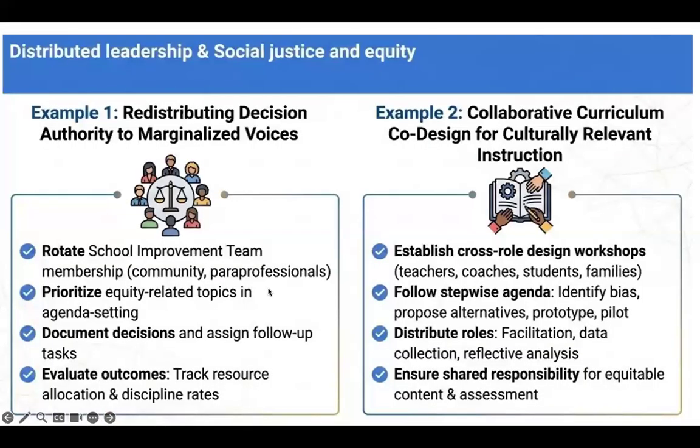Some examples of that could be redistributing decision authority to marginalized voices by rotating school improvement teams, documenting decisions, and assigning follow-up tasks. Another example is collaborative curriculum co-design for culturally relevant instruction. This could be done by establishing cross-role design workshops, following stepwise agendas, identifying biases, and proposing alternative prototypes and pilots, and then ensuring shared responsibility for equitable content and assessment.